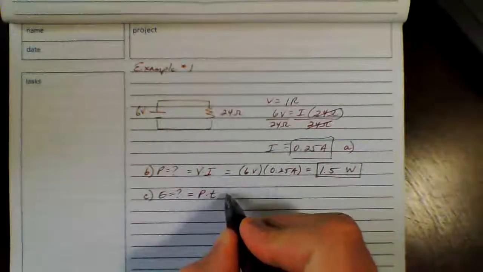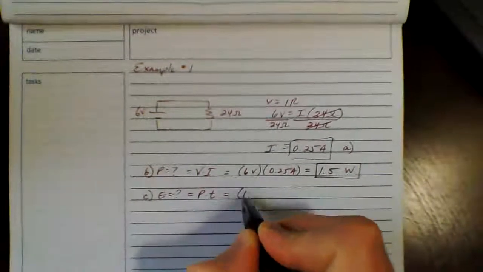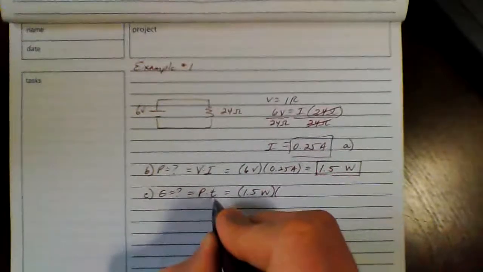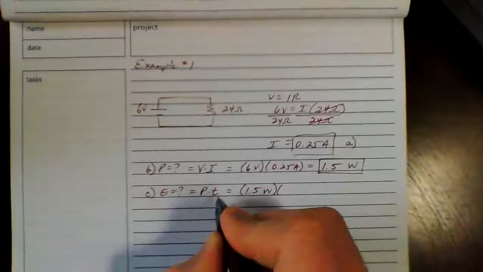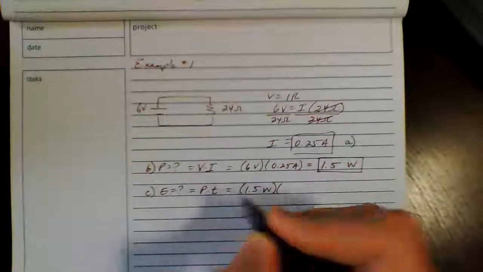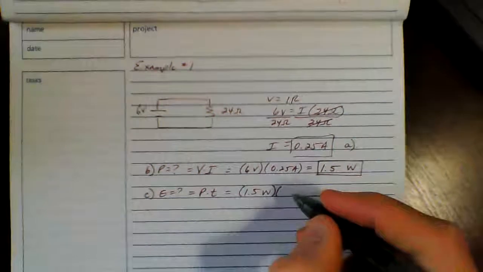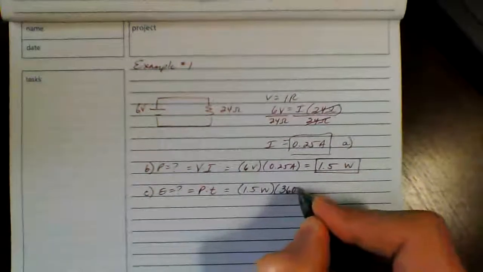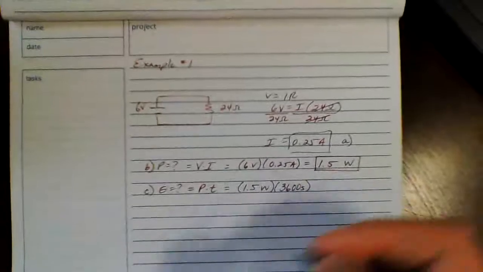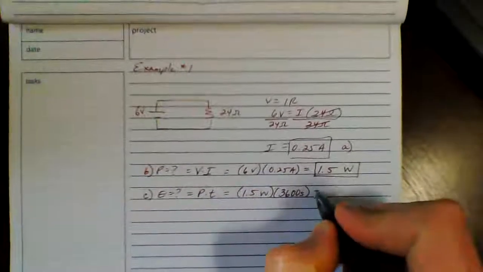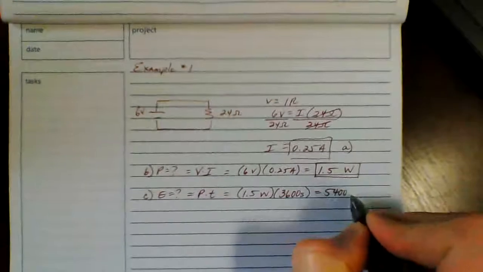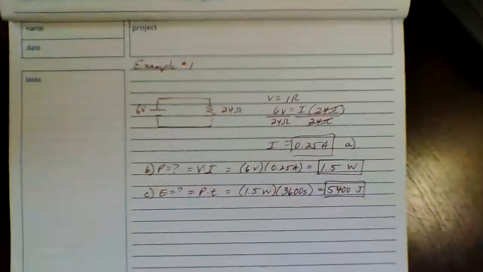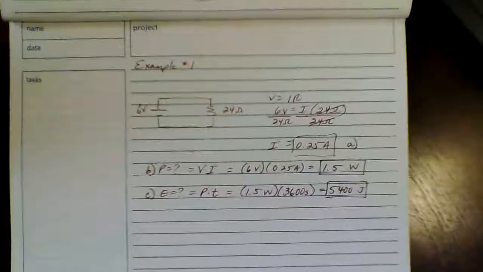So we're going to go ahead and plug in our 1.5 watts for power. And for time, we cannot say 1 hour as our time. Hours are not the units that we can use. So we have to convert hours to seconds. That's 3,600 seconds. So we multiply 1.5 watts by 3,600 seconds, and we get 5,400 joules dissipated or used.